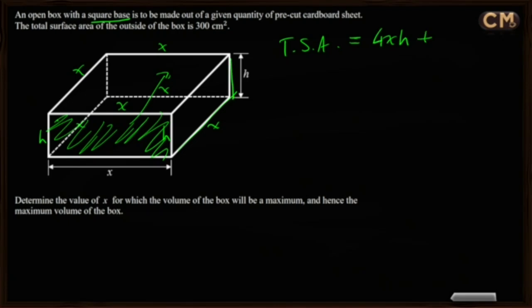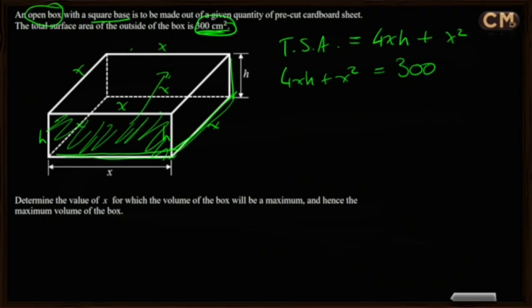Then we need to add the bottom of this container, which has an area of x squared. Now the top, of course, is open, which means it's not there, so that is just going to be x squared. Now, what's the other piece of information we get given? We are told that the surface area of the outside of the box has some value. So 4xh plus x squared is of course equal to 300 centimeters squared.